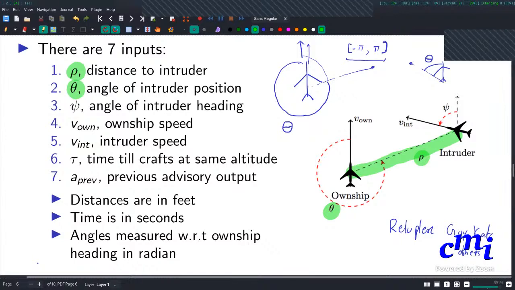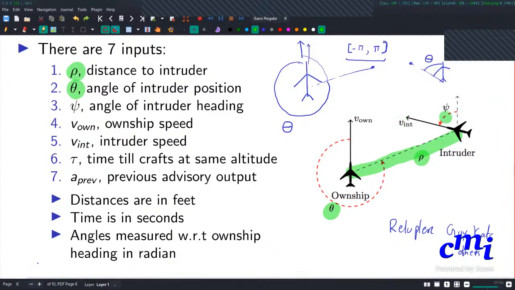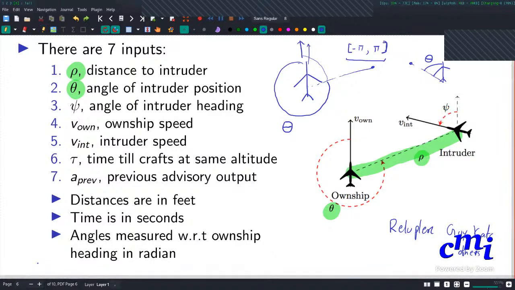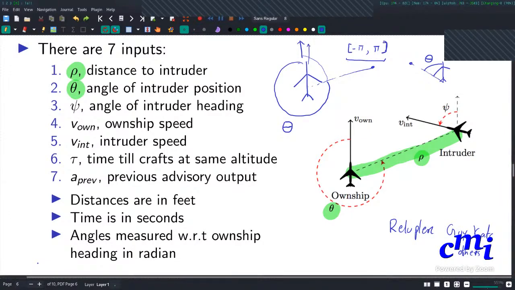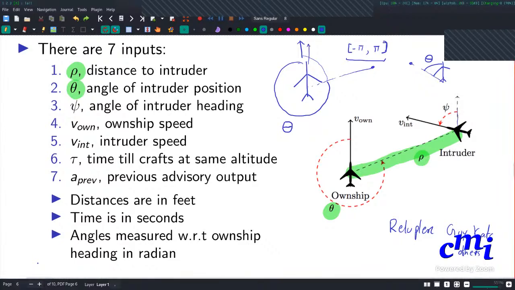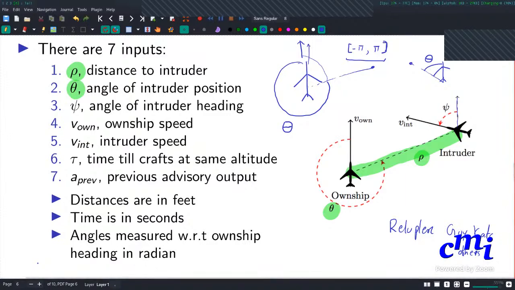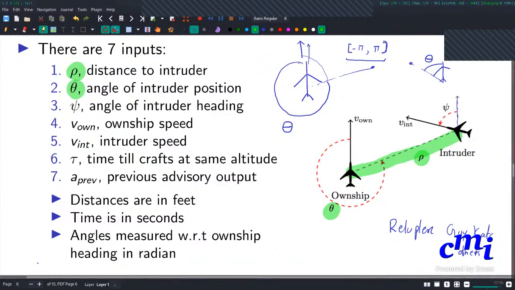The third is the direction in which the intruder itself is traveling. So it is this angle, right? And again, this is also measured anti-clockwise and with respect to the direction in which you're traveling. So in this picture, you're traveling directly towards the top of the page. So this is the direction against which we measure the angle. And again, it's measured anti-clockwise, and again, it's an angle between minus pi and pi. So that is the third input.